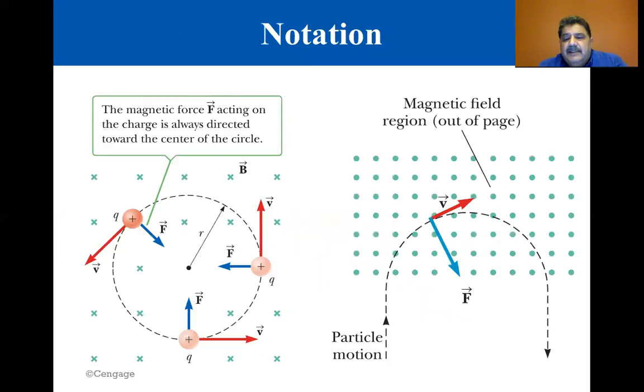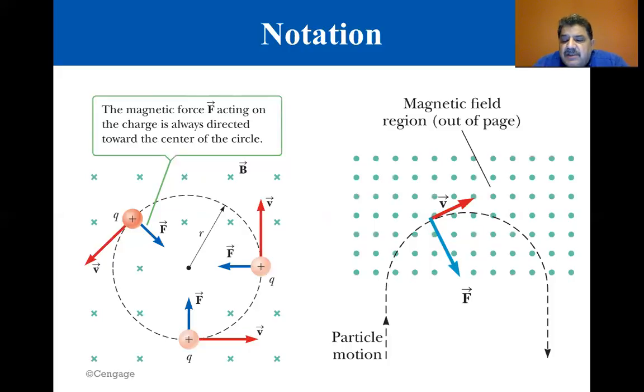Okay, let's talk for a minute about notation. If B is directed into the page, as in the figure on the left, we use a series of green crosses representing the tails of arrows, or as I call it, the fletching. If B is directed out of the page, as in the figure on the right, we use a series of green dots representing the tips of arrows. If B lies in the plane of the page, we use a series of green field lines with arrowheads.